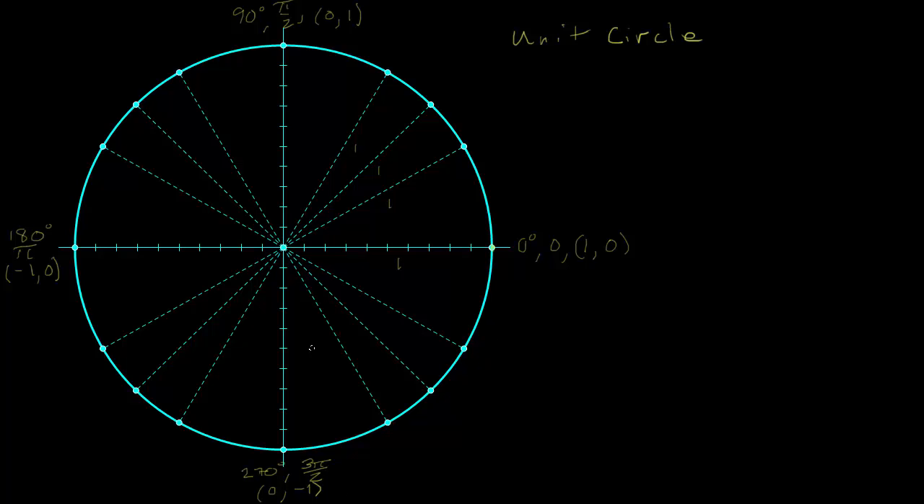Okay, so those are fairly standard. Those are the coordinates and angles on the axes. Now, this point here, this is 30 degrees. And then the next one is 45 degrees, and the next is 60.